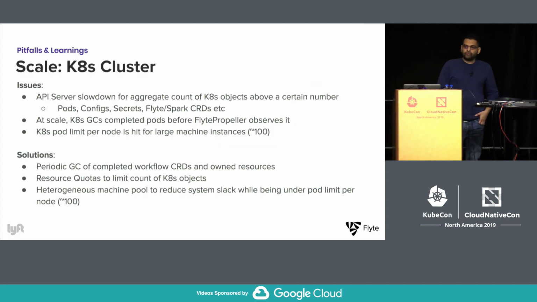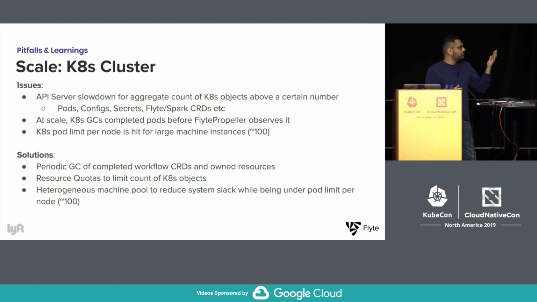Okay, so the first few learnings are around scale when we actually ran Flyte on a single Kubernetes cluster. The very first issue when we ran Flyte and started onboarding new users is that we started seeing high latency for API server calls. Whenever the aggregate count of Kubernetes objects on the cluster goes beyond a certain threshold, we saw that our API server calls like create pod were really getting hit.